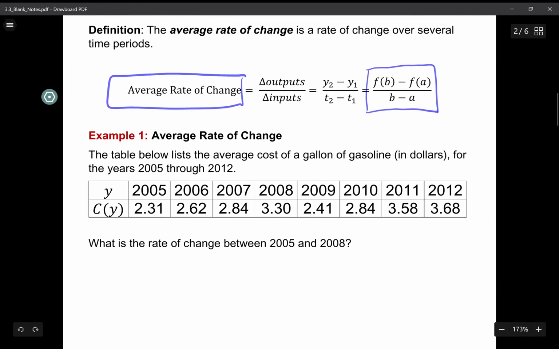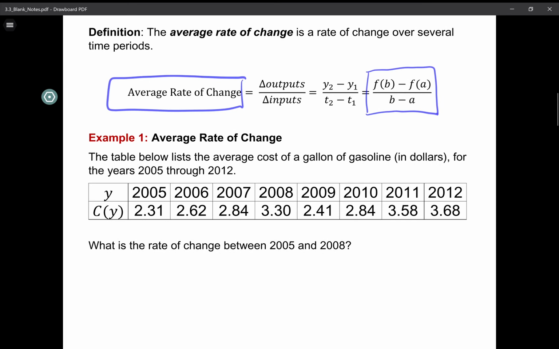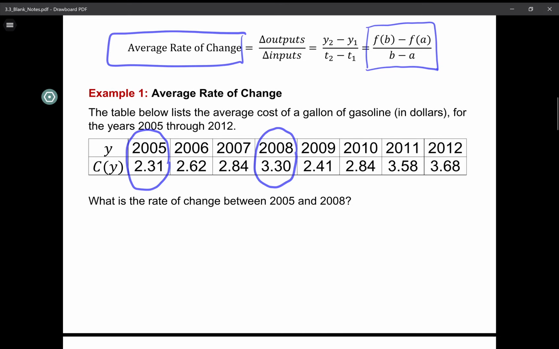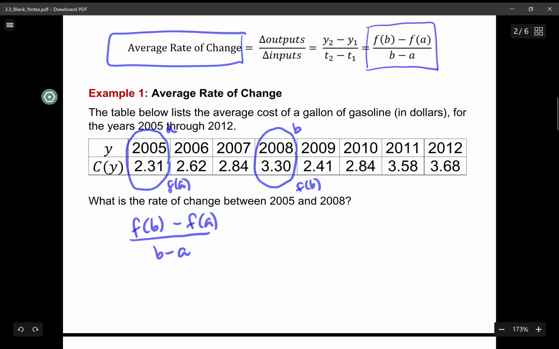Let's do an example. This table lists the average cost of a gallon of gasoline in dollars for the years 2005 through 2012. So we want to find the average rate of change between 2005 and 2008. So here's my first input value, my a, f of a, and 2008 is going to be my second input value, my b, f of b. Okay? So here's my a, f of a, b, f of b. Let's plug it into our formula, f of b minus f of a over b minus a.